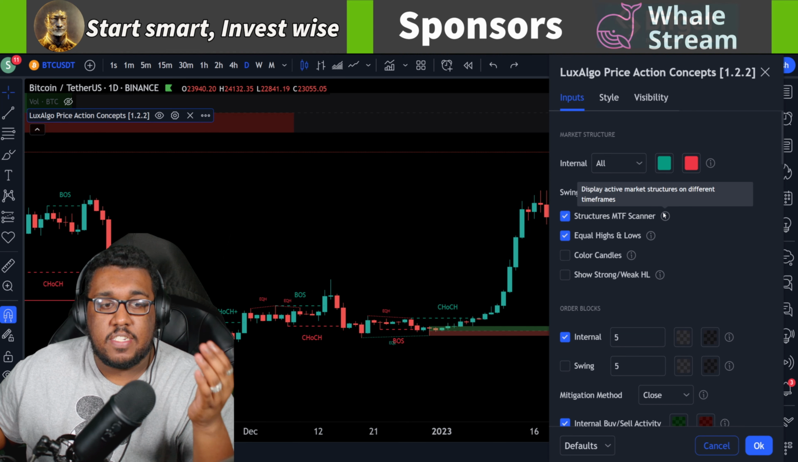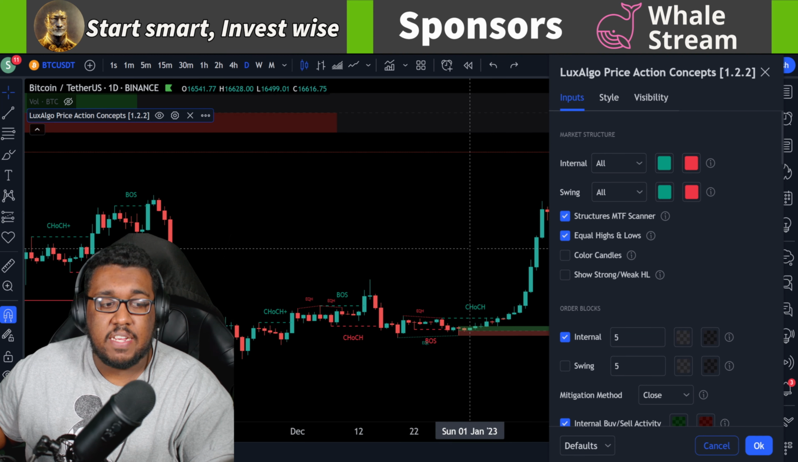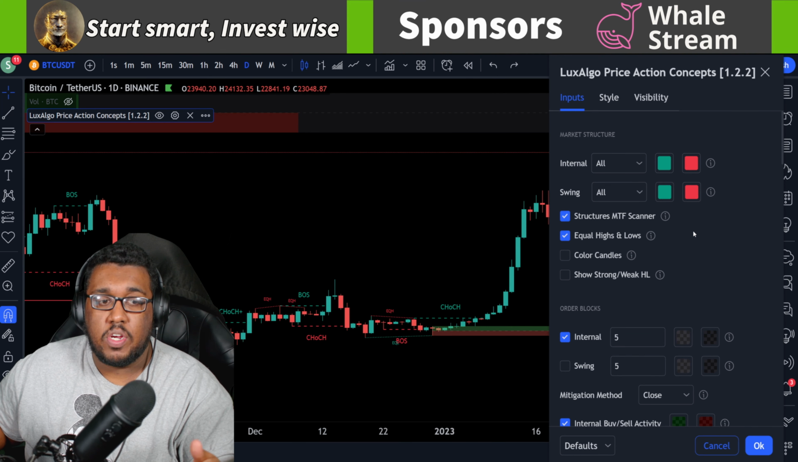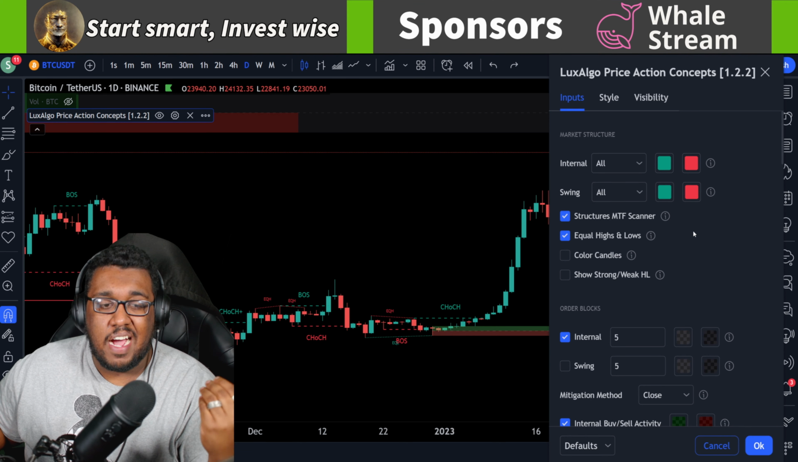This one basically just says display active market structures on different time frames. You always want to have this one checked on, in my opinion. It just gives you more information about the break of structures and what you're going to be looking for. I'd always rather have more information than less information when I'm using these charts, okay, in this indicator.